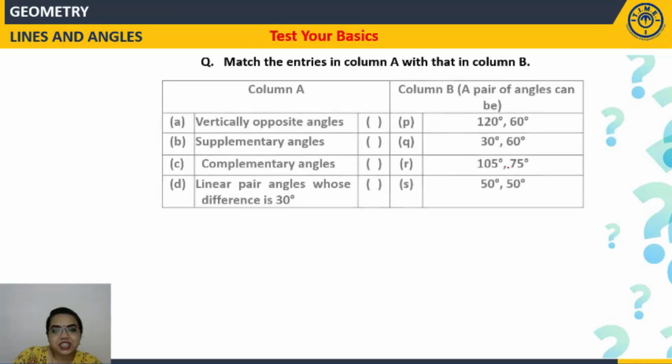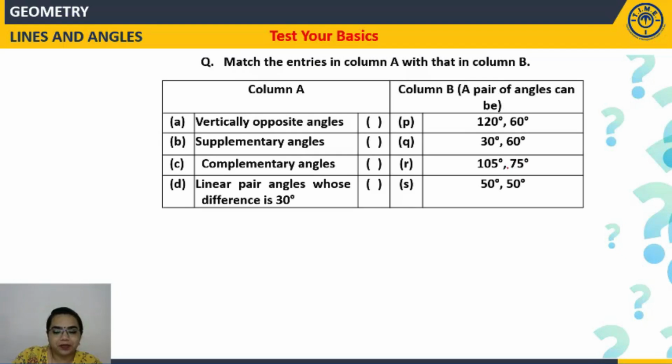Match the entries in column A with that in column B. In column A, we have some angles and in column B, we have some measures of angles. We have to match column A with column B. What do we have here? Vertically opposite angles. Now, what do we know about vertically opposite angles? Vertically opposite angles have equal measures.